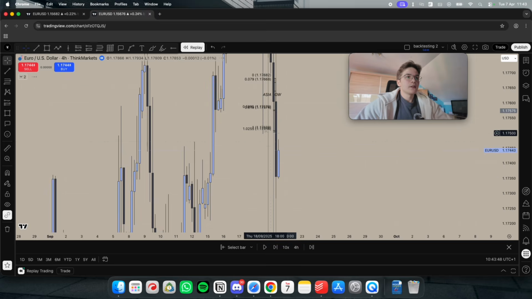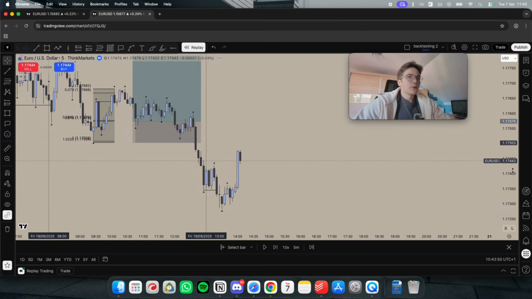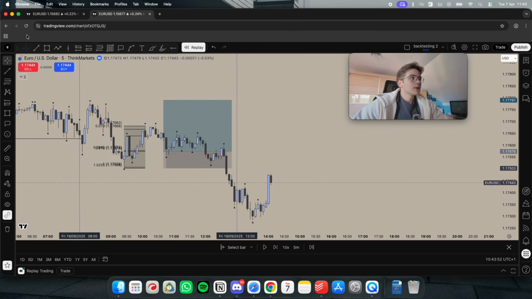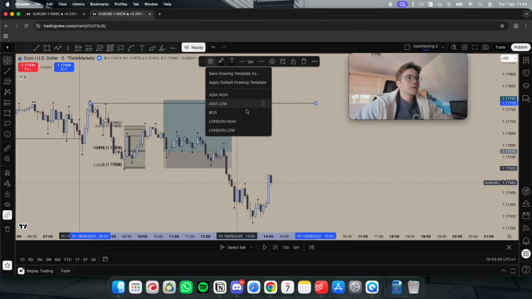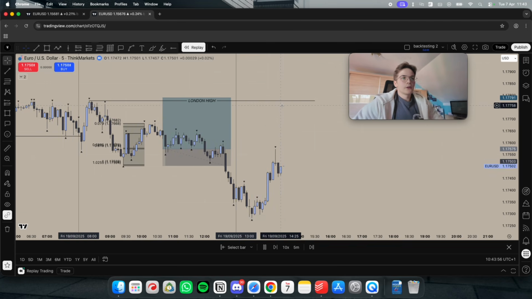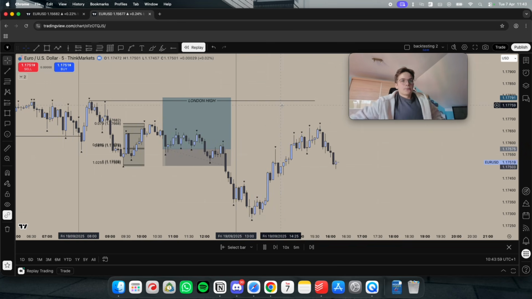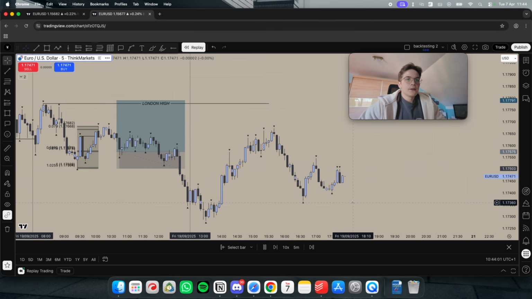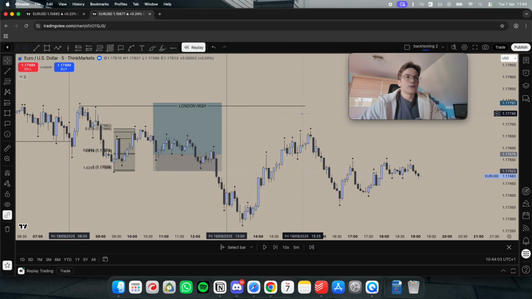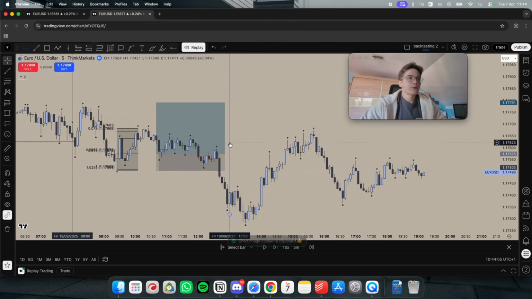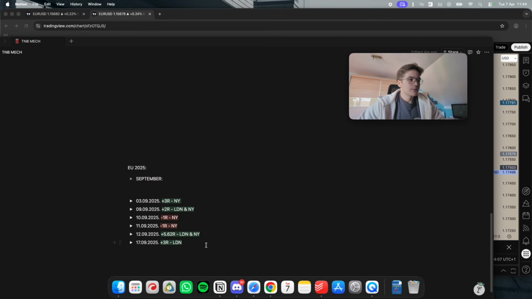So now, since bias is bearish, we are going to be waiting for London high to be swept. Okay, so London high is right here, and probably will not sweep until 1845, which it does not. So this is going to be the only trade for today. Screenshot and journal it.